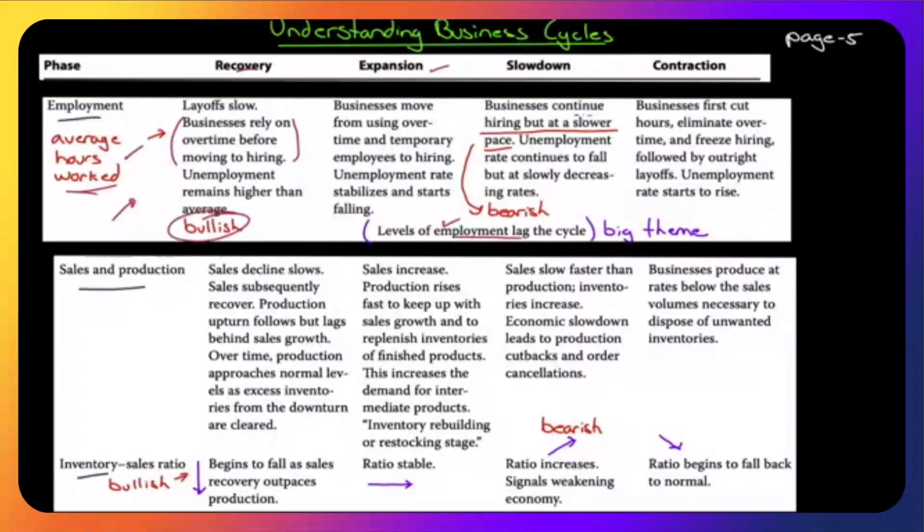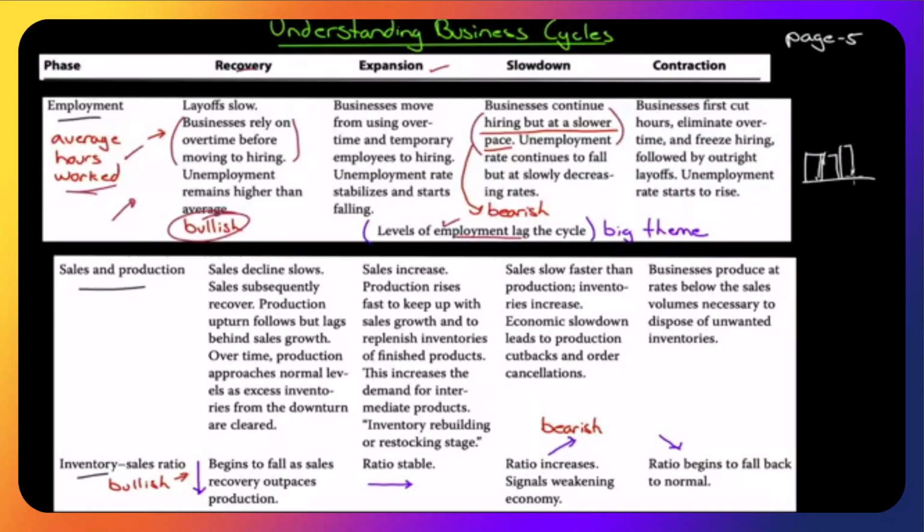In the slowdown, remember, we still have a positive output gap, except it's narrowing now. Businesses continue hiring, but at a slower pace. Unemployment continues to fall, but at a slowly decreasing rate. And for this one, we can look at the jobs report as well. It's released again every Friday, and we look at the number of jobs that are created month over month.